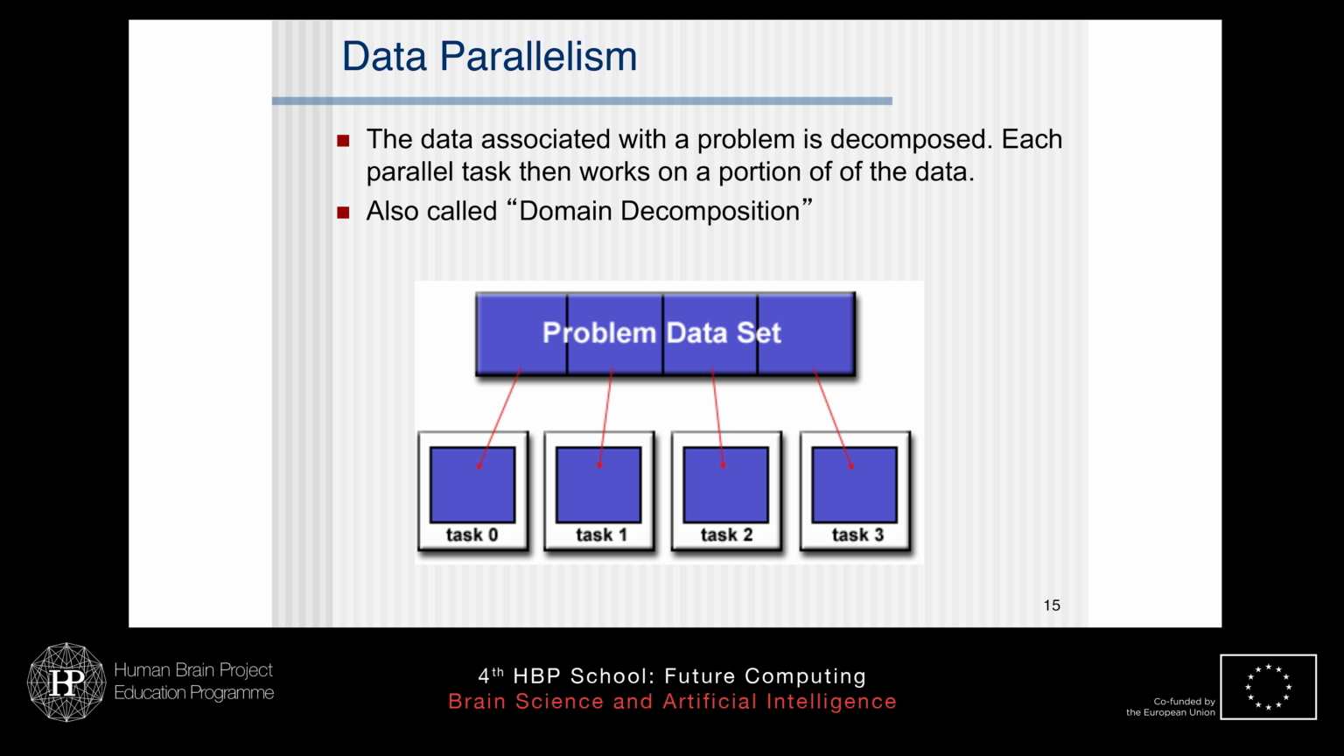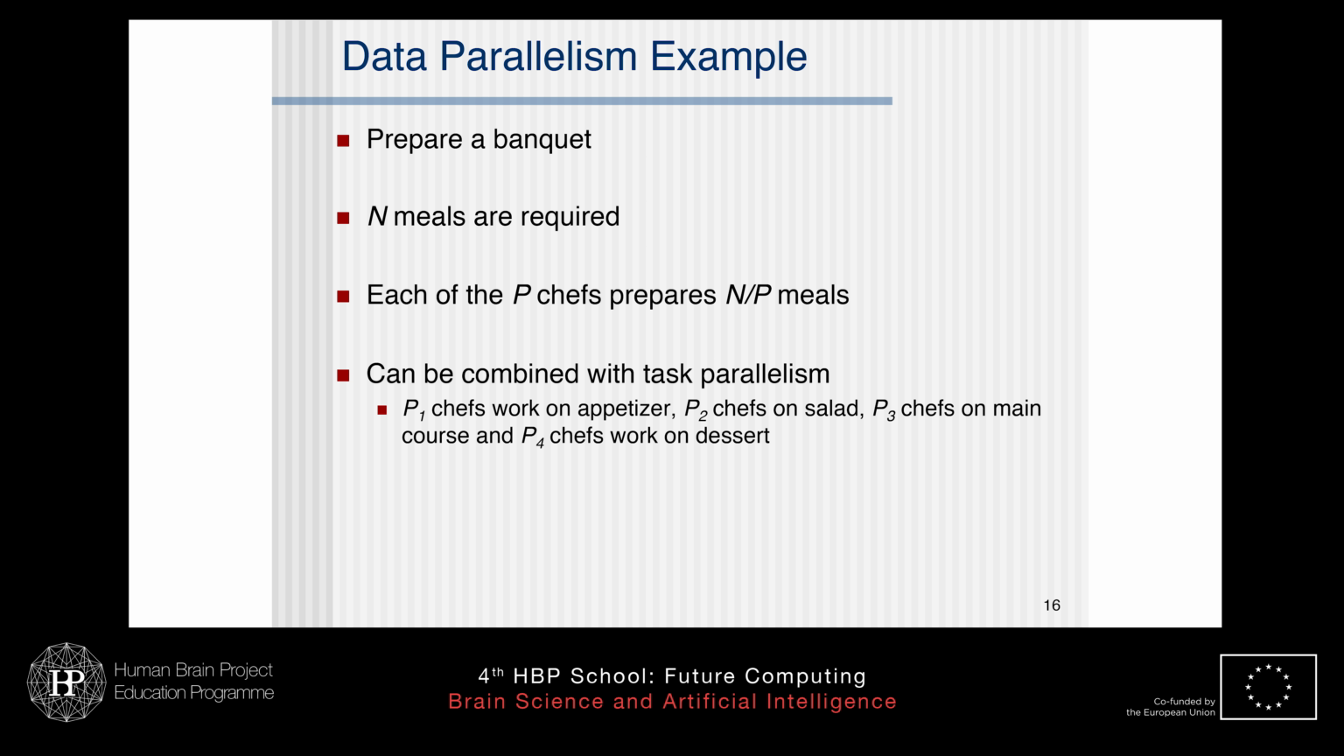So here we're not looking at the instruction set, but we look at the data set, right? And we distribute the data set to the individual tasks. So because we talk about the data domain, it's also called the domain decomposition. So we already discussed this. You need, say, n meals, and then you can have p chefs, and each chef prepares n over p meals, right? And as we discussed, you can combine it with task parallelism, right? On the outer level you have tasks, and on the inner level you have data parallelism.